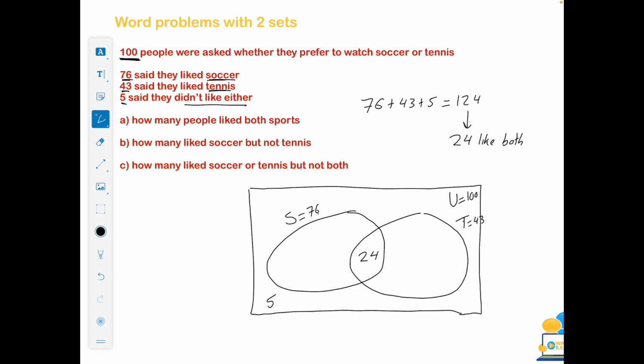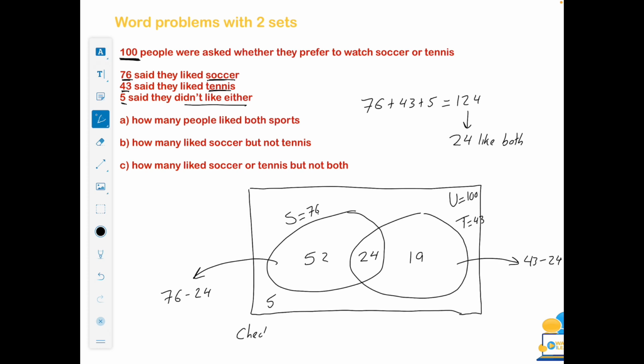Now, the soccer circle. In total, all of this circle here must add to 76. We already have 24 inside in the circle. So to get what's going to go in there, we're going to go 76 minus 24, which will give us 52. And similarly here, to get what's inside the tennis circle, we'll do 43 minus 24. And that will give us 19.